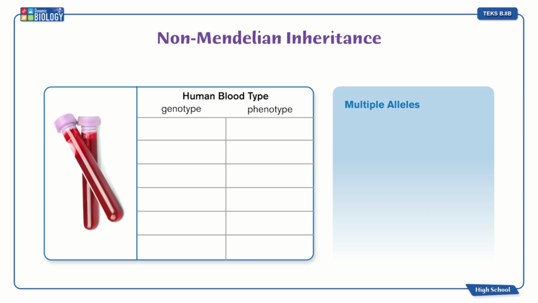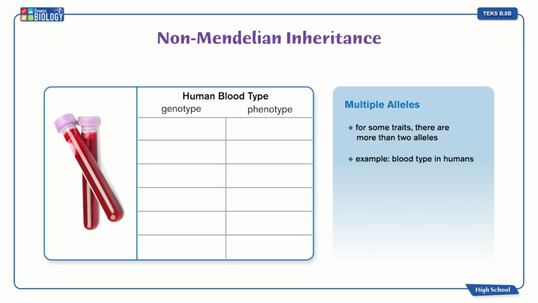Next, we will examine an inheritance pattern known as multiple alleles. Remember that in Mendelian inheritance, each trait has only two alleles. Green pods or yellow pods, for example. But not all traits work this way. For some traits, there are more than two alleles.